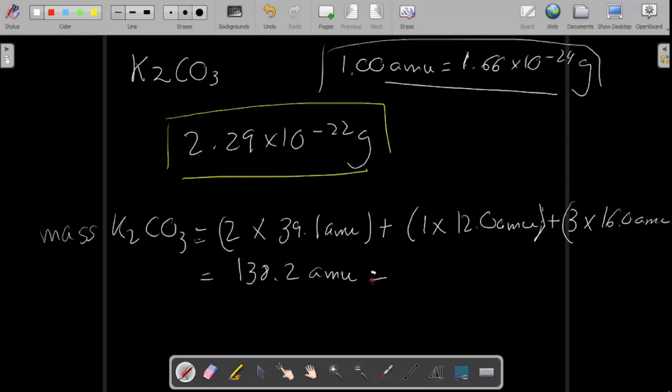So we need to open our factor label method here, put the AMUs at the bottom to get rid of them, like this, and end with grams at the top. We read the conversion factor, put it in the right spot. So 1 AMU equals 1.66 times 10 to the minus 24 grams. Use your parentheses if you need to, and then put in the calculator everything. After that, you'll get this number, 2.29 times 10 to the minus 22.